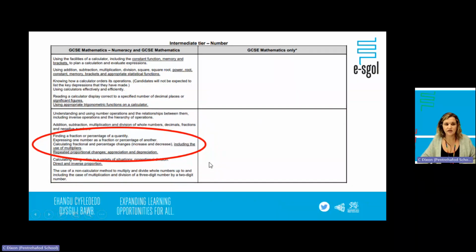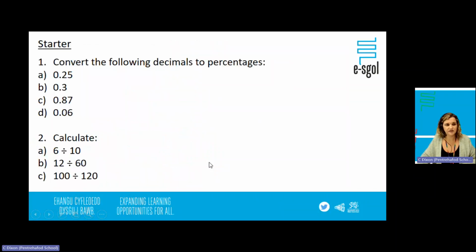So we're going to start. The beginning is just going to be practicing what hopefully you do already know. The first thing is question 1, convert the following decimals to percentages. And then question 2, I'm asking you to calculate. Now, calculate does not mean use a calculator. It means to work out. So if you pause the video now and have a go at those questions, if you are struggling to start, then I'll give you some hints in about 10 seconds.